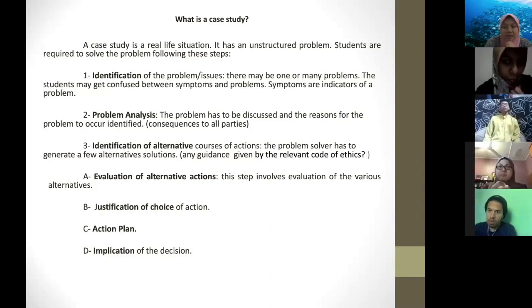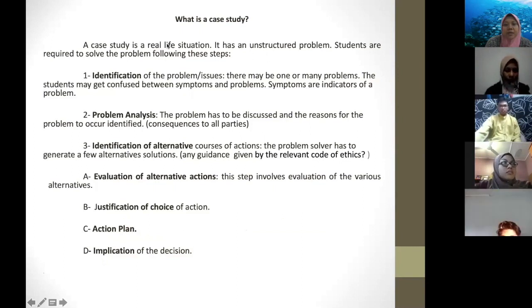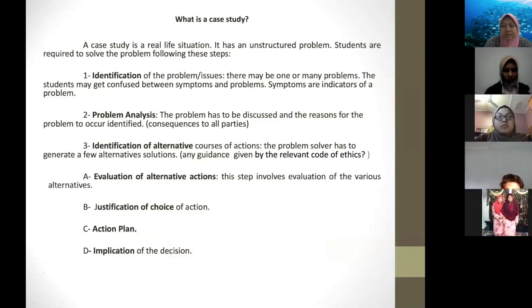Madam, there's a student who wants to enter. Okay, thank you. Click this. Okay, done. Thank you. So are you clear about the difference between symptoms and a problem? Quiet means you know. Can you give an example, madam, of symptoms and a problem?